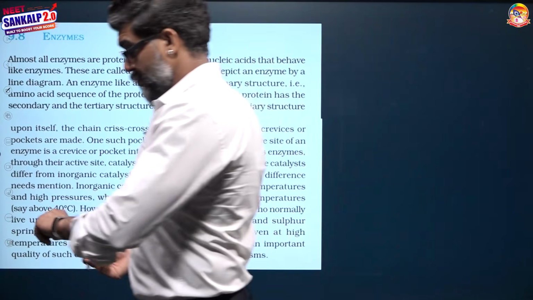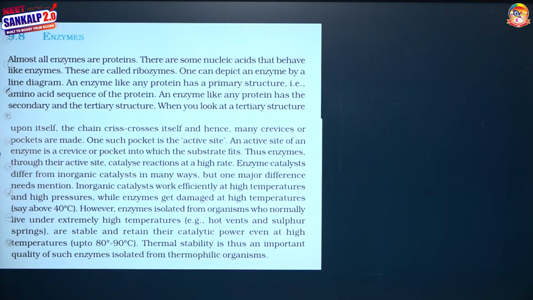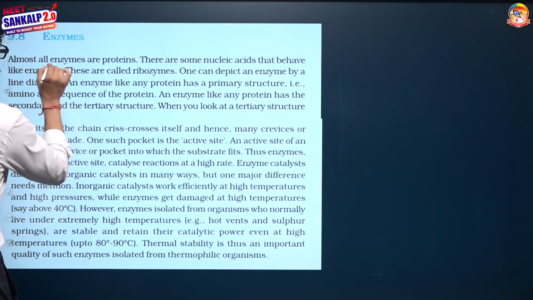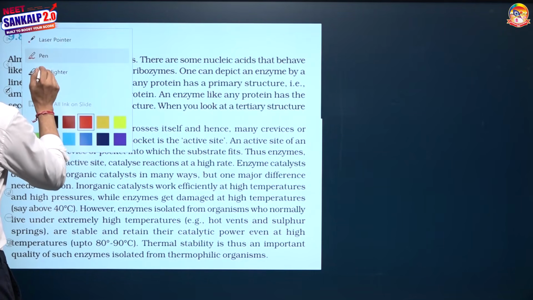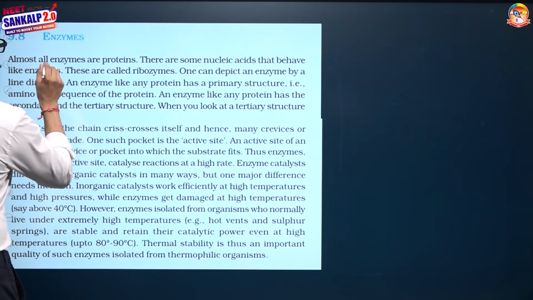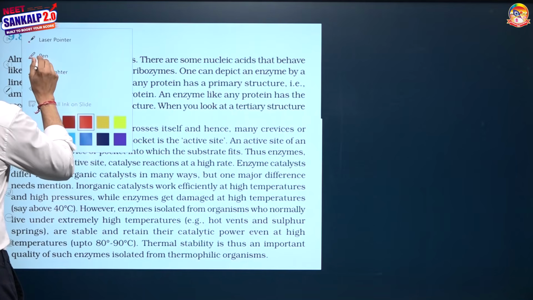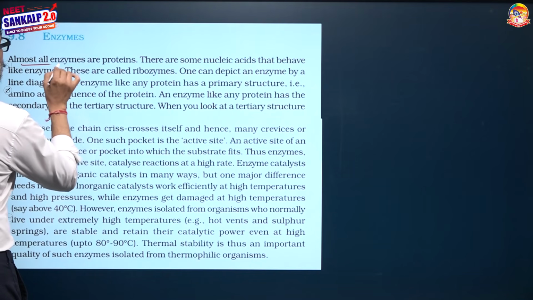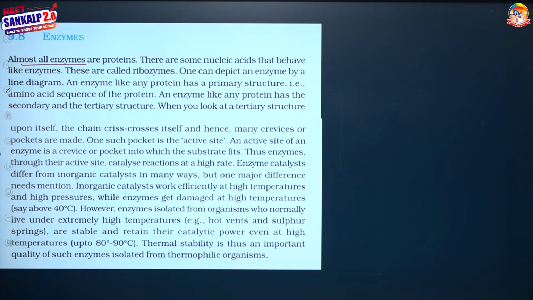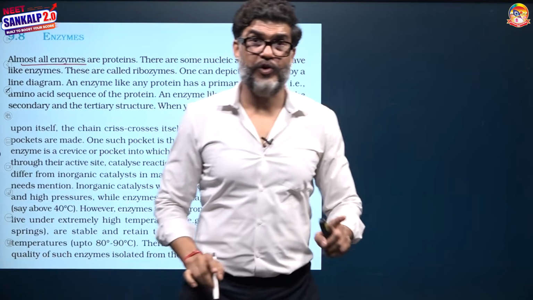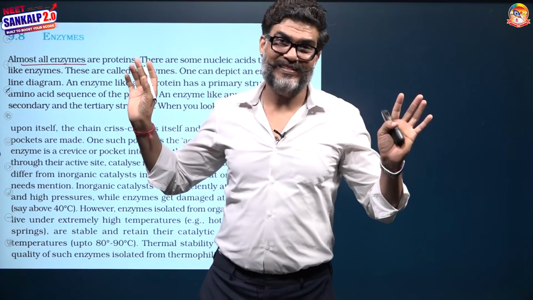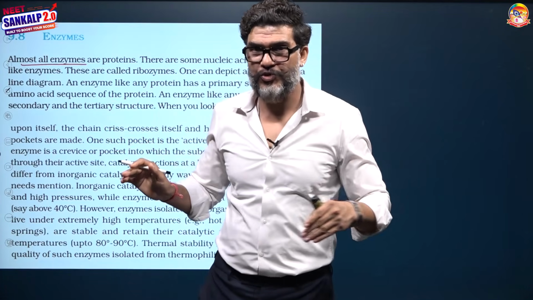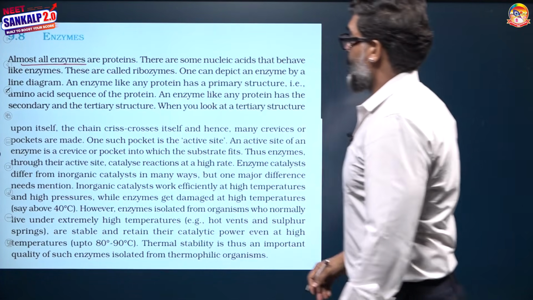Another point to be discussed in this chapter is the enzyme. Remember, almost all enzymes... The author is not saying all enzymes are proteins. The author is saying almost all enzymes are proteins, because there are some exceptions. As you know, ribozymes are not proteins.